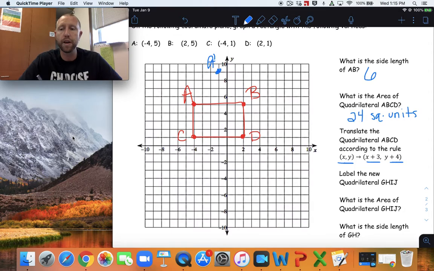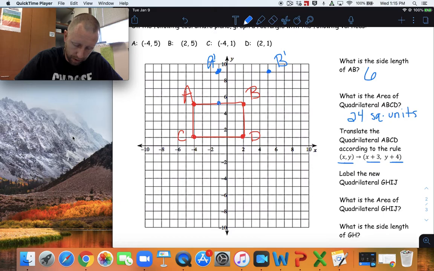A prime. Okay, I'll do that for each one of these points. So for B, go over 3, 1, 2, 3, and up 4, 1, 2, 3, 4. There is B prime. Do the same thing for C. I'm going over 3, 1, 2, 3, and up 4, 1, 2, 3, 4. That actually puts me on that same line that made up line segment AB.